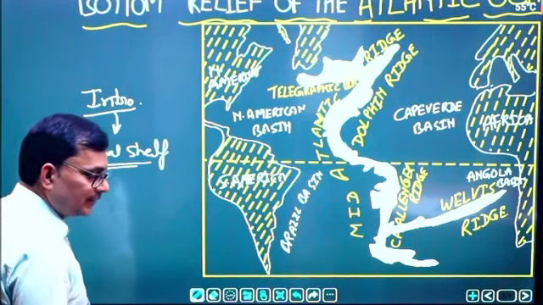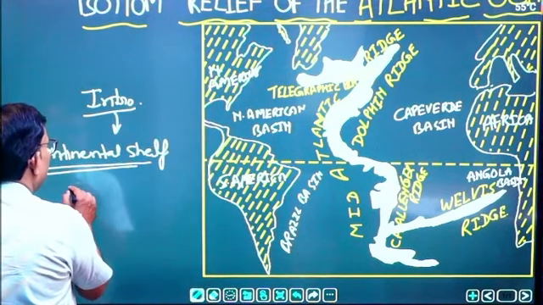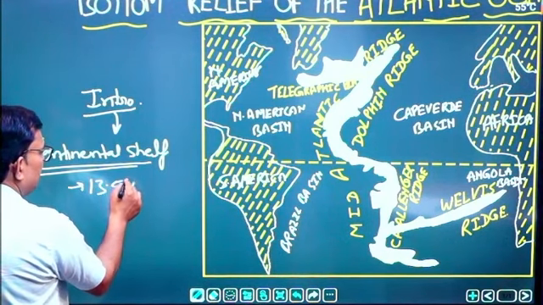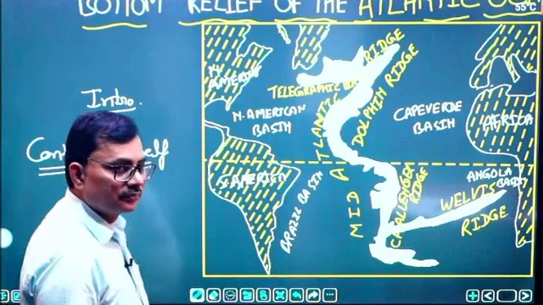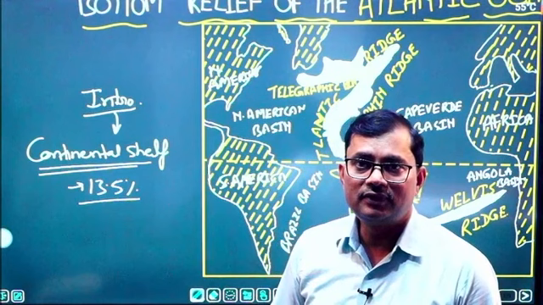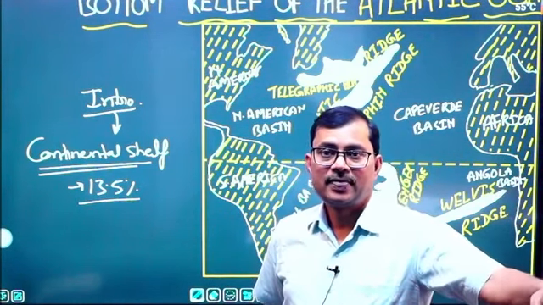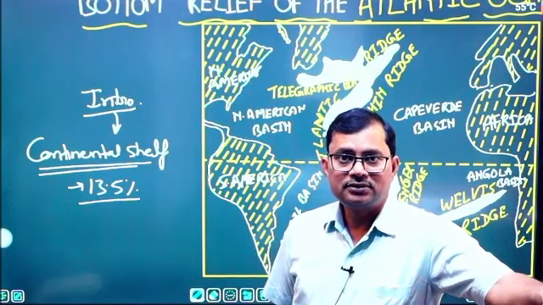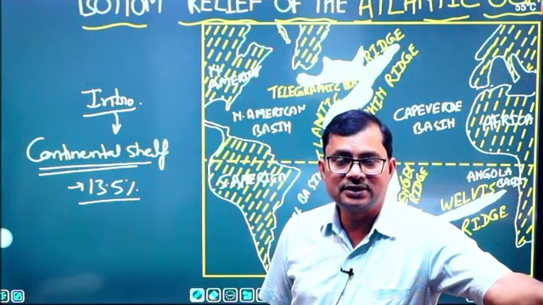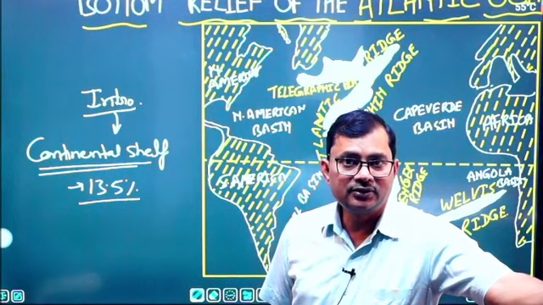What you can say? In the Atlantic Ocean, there is the widest expansion of the continental shelf. Means over its bottom, near about 13.5% area is covered by the continental shelf. So simply you can say, in the Atlantic Ocean सबसे ज़्यादा कॉन्टिनेंटल शेल्फ की प्रेजेंस पाई जाती है in comparison to other oceans like the Indian Ocean and Pacific Ocean.